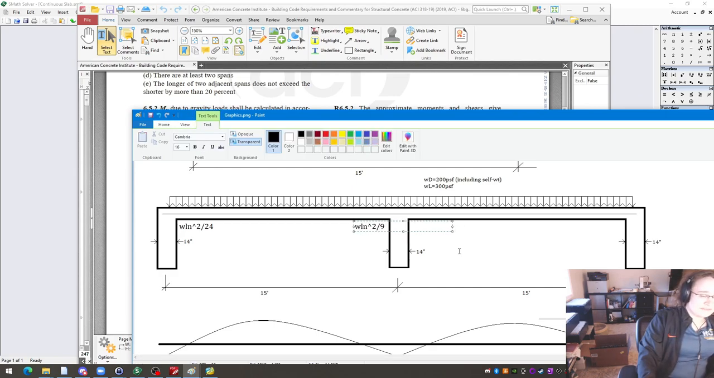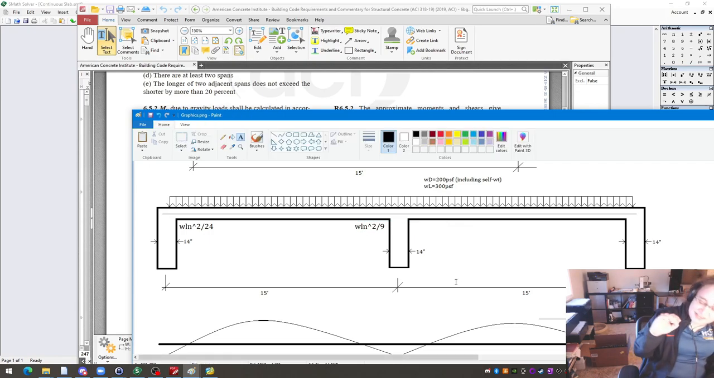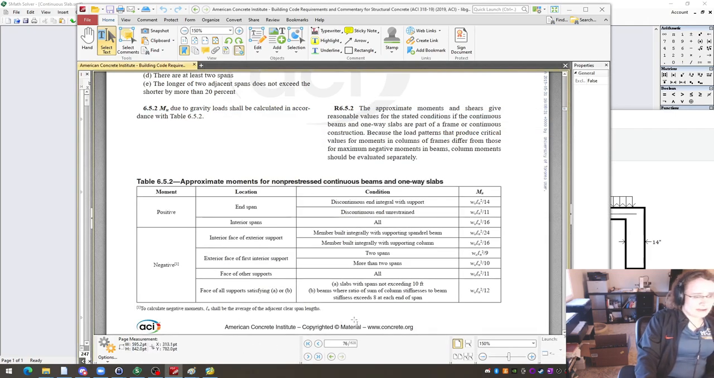I know this can be very confusing. You have to be very careful with what you're reading. We have both exterior supports and exterior faces and exterior spans. I know this can be confusing, but hopefully our explanations laid all this out. And then for any other supports, rather than the first interior support or first exterior support, you can use W ln squared over 11.